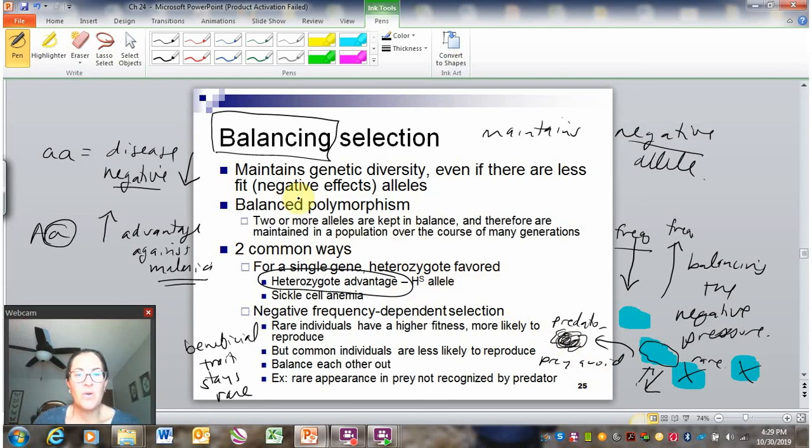So to summarize, balancing selection is when you don't have the outcome that you would have expected based on natural selection. With the heterozygote advantage, you would expect that the disease allele frequency would go down, but the heterozygote advantage keeps that frequency higher. With negative frequency dependent selection, you would expect that the beneficial trait would increase, but instead it stays rare because it only is beneficial if it's rare. So as it becomes more common, it's no longer beneficial. And that's balancing selection.